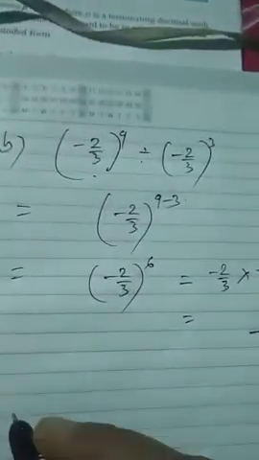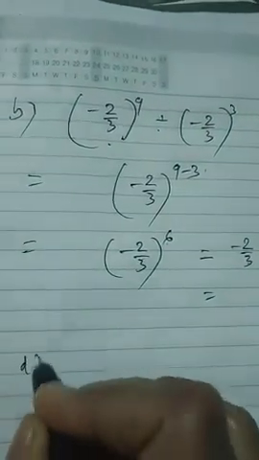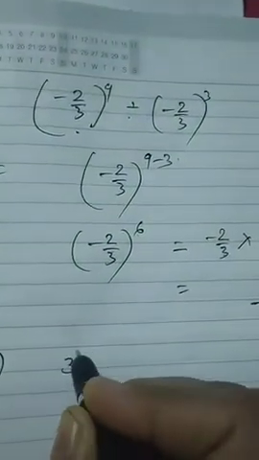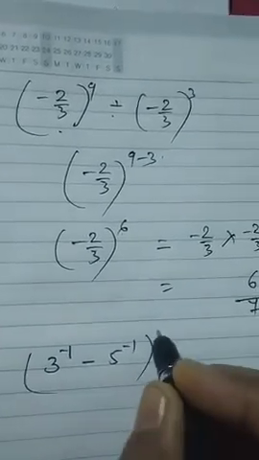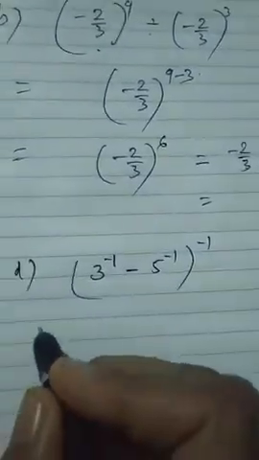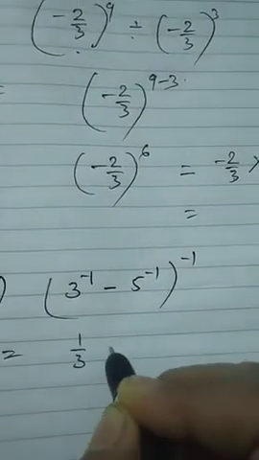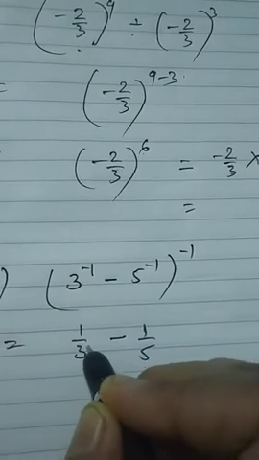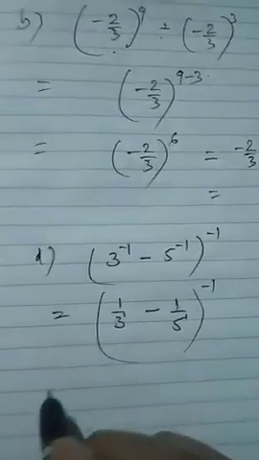Okay. Now it's C number. I am leaving it for you. D number: 3 to the power minus 1 minus 5 to the power minus 1, whole to the power minus 1. How to do such questions? If the power is in minus, then we can write it in inverse form: 3 to the power 1, 5 to the power 1 in plus, and there is minus 1.